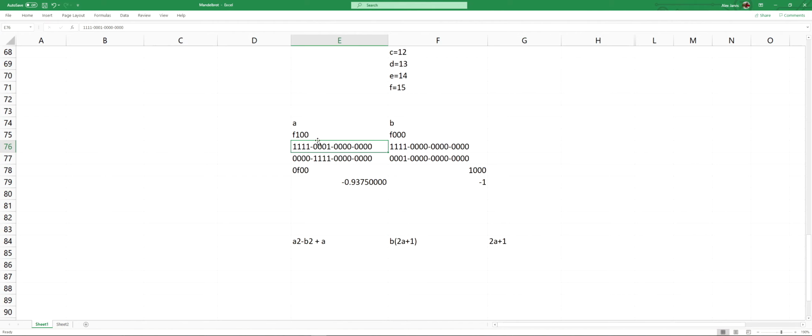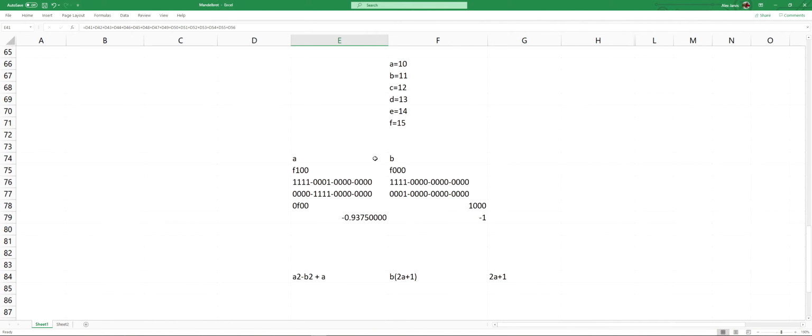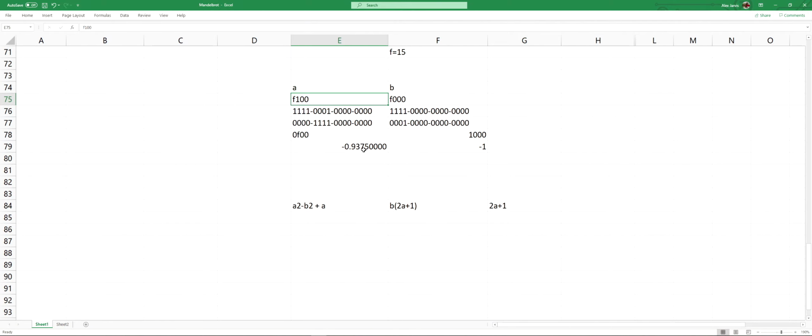So when you convert this, it actually becomes 0F00, and this number here is telling us that it was actually negative 0.9375, because when you plug in 0F00 here, you can see that we got 0.9375, but we had to do the 2's complement conversion on it, which means that it was actually negative. So that's how we represent negative 0.9375: F100. This is the kind of conversion that the calculation has to be able to do.